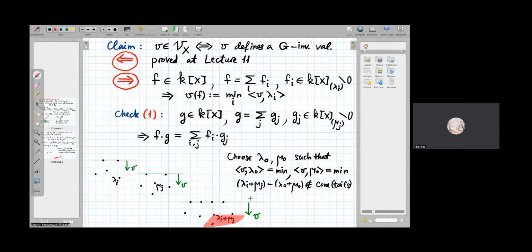So if you move, lambda naught does not belong to lambda i, right? Lambda naught is one of these indices i. Lambda naught is in the set of lambda i's. And mu naught. So the minimum condition is that the value of v at lambda naught is the minimum of the value of v at lambda i, right?